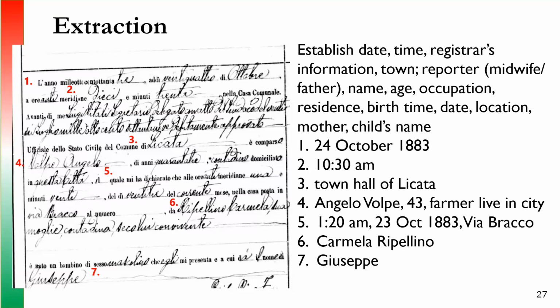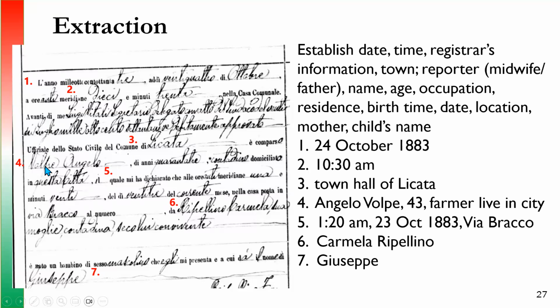So you're going to find out that Giuseppe's birth was registered on October 24th, 1883 at 10:30 a.m. And then after that, it lists the registrar's information, who he was, when he became the registrar, how long he's going to be the registrar. Unless your ancestor is the registrar, we are going to skip on down to the town. You'll see state civil, right down here, state civil de commune. So the town of, and then the town, in this case, it's Licata. This is where Giuseppe was born.